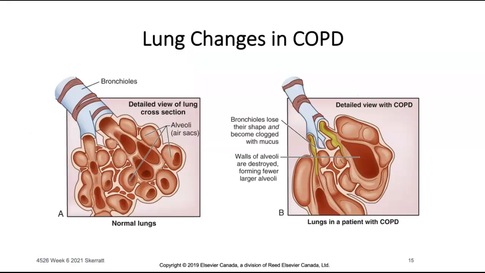So these are the lung changes in COPD. On the left, you can see the normal lungs, the bronchioles and the alveoli, and on the right are the lungs in a patient with COPD. The bronchioles lose their shape and become clogged with mucus, and the walls of the alveoli are destroyed, forming fewer, larger alveoli. So again, a decrease in gas exchange happens.